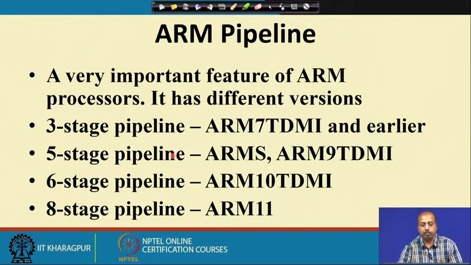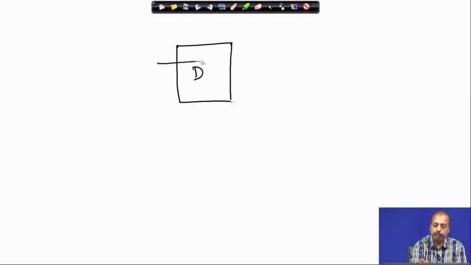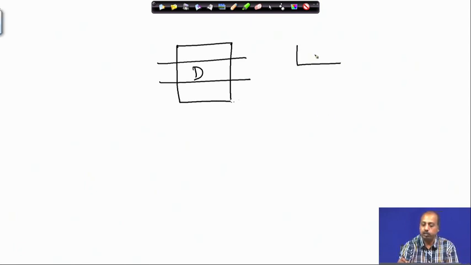So, coming to the pipeline part. This ARM is a pipelined architecture. What do we mean by that? Suppose we have some functional block, and this functional block has some delay, say a delay of d units. Now, in a pipelined operation, this module is divided into a number of submodules.